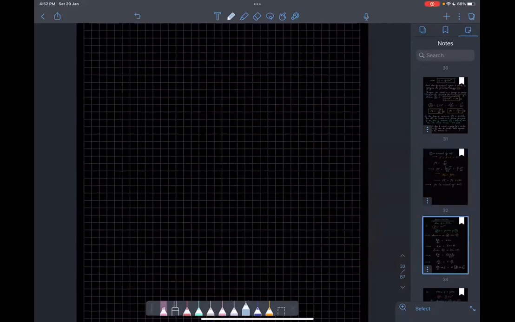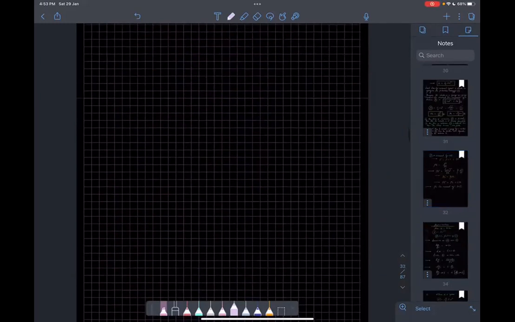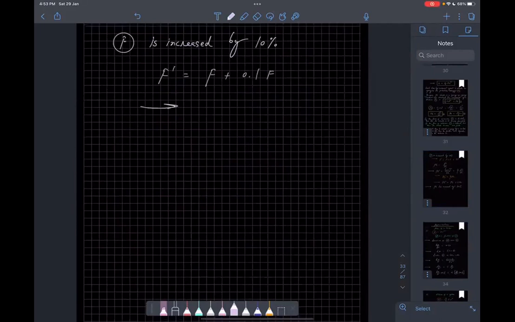Next. F is increased by 10%. Okay, so F dash, follow. F plus 0.1F, because 10% is 0.1. So here what will you write? F dash is equal to 1.1F. So the potential energy will be 1.1F whole square by 2k.